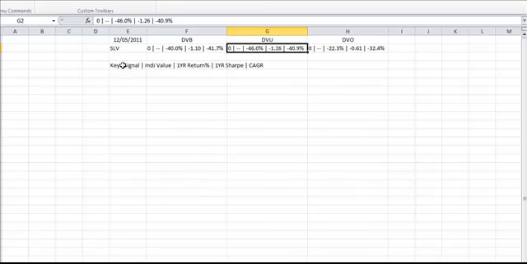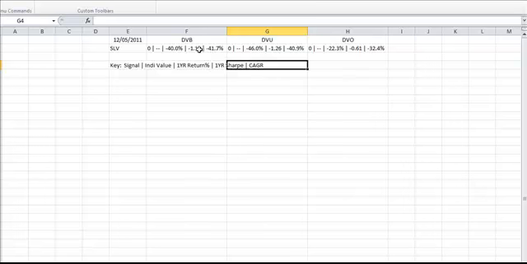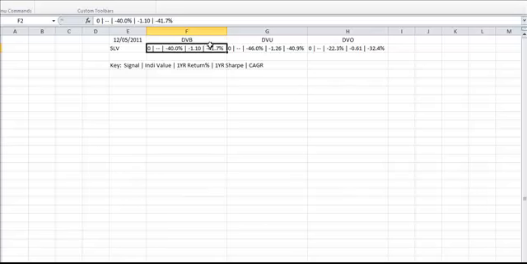So what this has got is today's key signal. So we've got this signal here. That's what today's signal is, what the indicator value currently is, the 1 year return here, which is minus 40%, the 1 year Sharpe, in which case it's minus 1.1, and the compound annual growth rate, which in this case is minus 41.7%. So as I said, that's pretty poor, but it's so poor that it may be worth looking at to see if we could make a profit by doing the opposite.